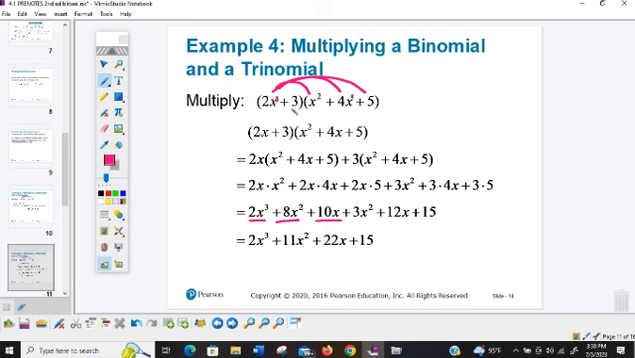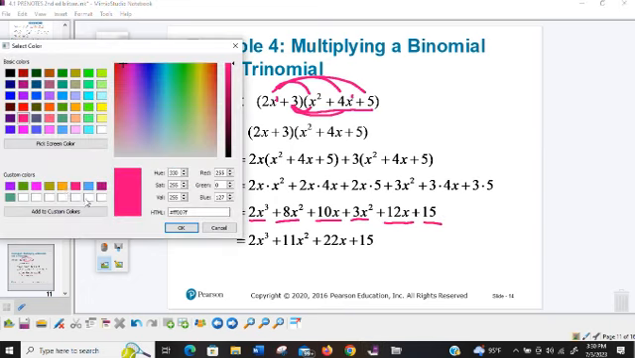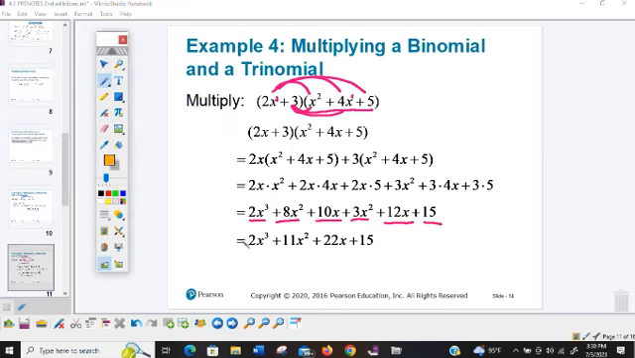Now let's do the 3 times everything. 3 times x squared is 3x squared. 3 times 4x is 12x. And 3 times 5 gives me 15. Now we have one thing left to do. Now that we've done that, we can combine some terms.